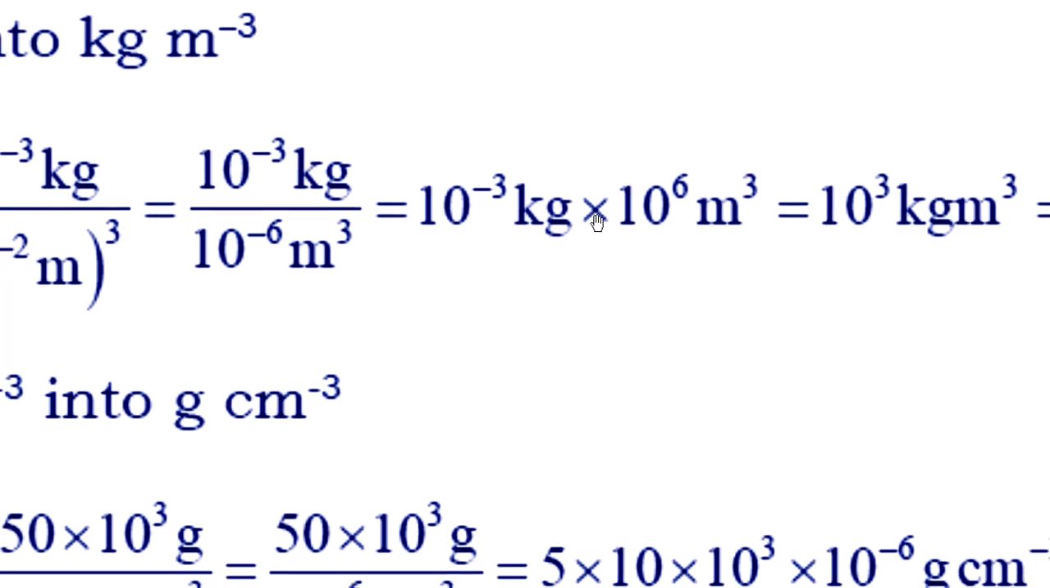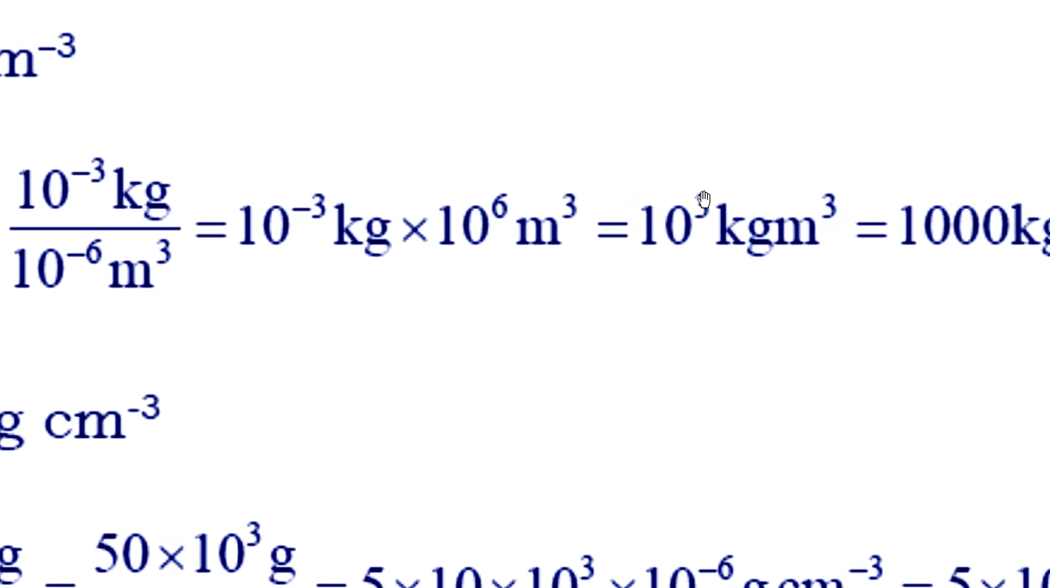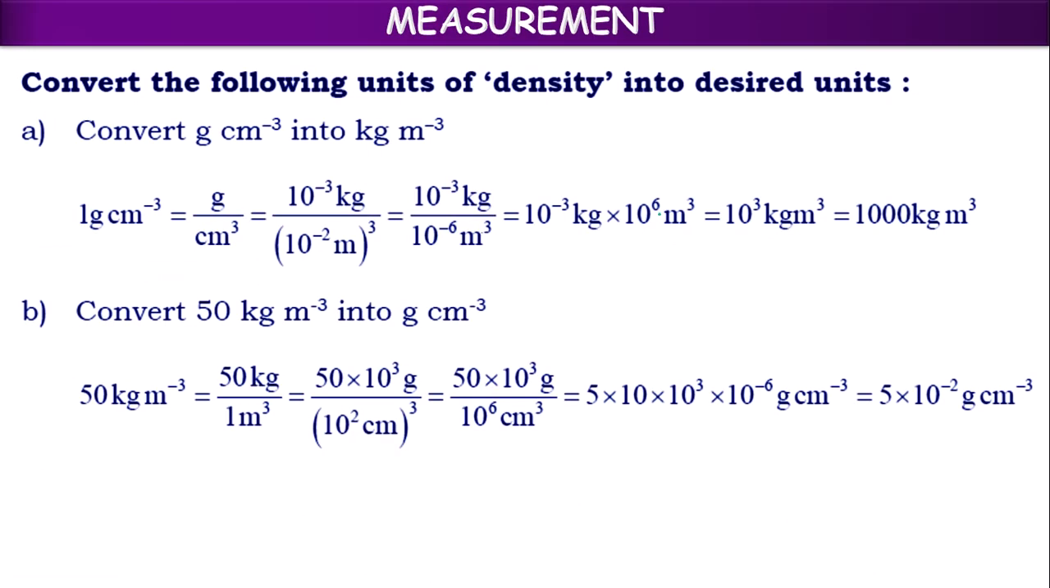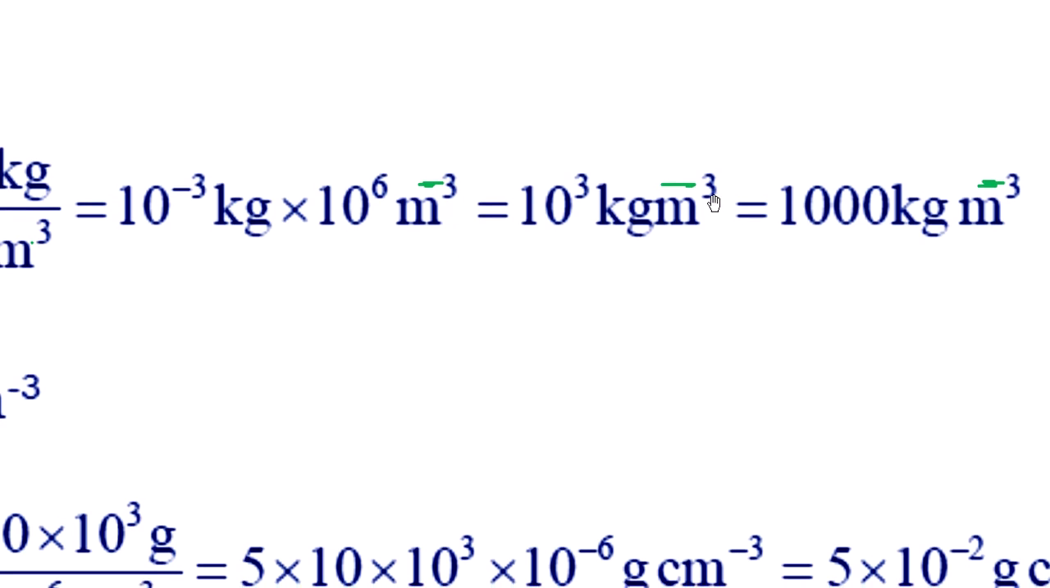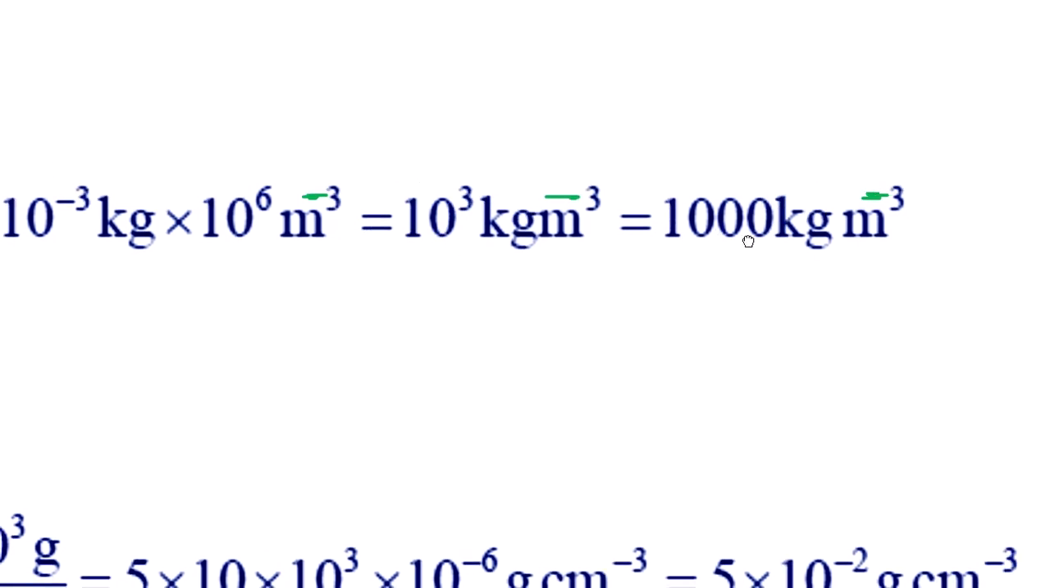When we are multiplying, we can add the powers. Minus 3 plus 6 gives plus 3. So 10 cube, here we have kg, and here we have meter cube. Sorry, this meter cube also will become minus when it goes up, it will become minus 3. So 10 cube kg m to the power of minus 3. 10 cube means 1000 kg m to the power of minus 3.